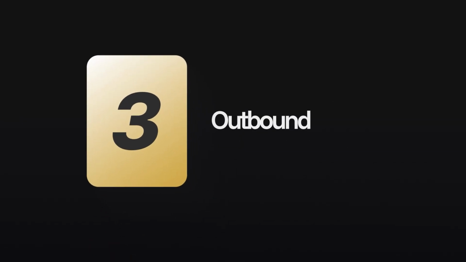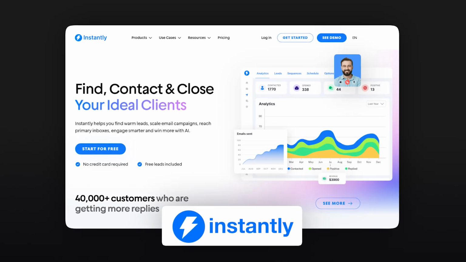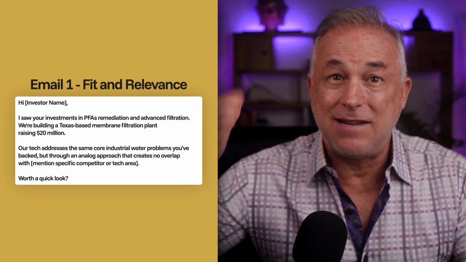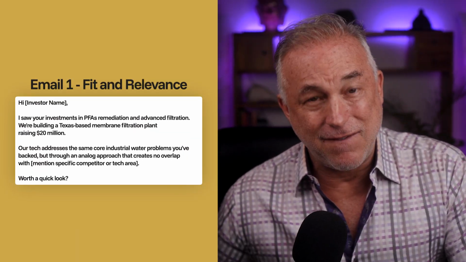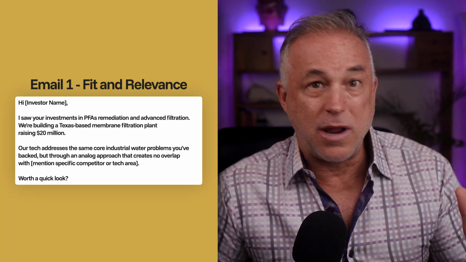So now that we have the right investors, we run the outbound engine. You load that list that we just did into Instantly or Smartly, which is an email outreach service provider, and you send a 4-email cadence designed specifically for industrial tech and climate investors. So email 1, fit and relevance. You'd say something like, hey, saw your investments in PFAS remediation and advanced filtration. We're building a Texas-based membrane filtration plant raising $20 million, blah, blah, blah.